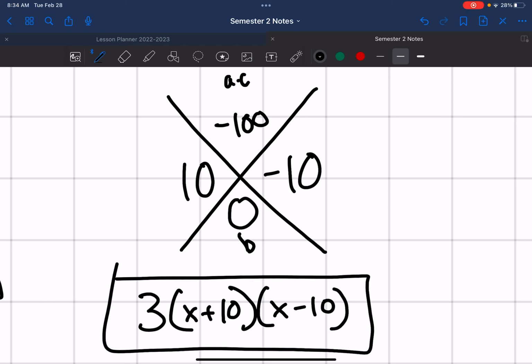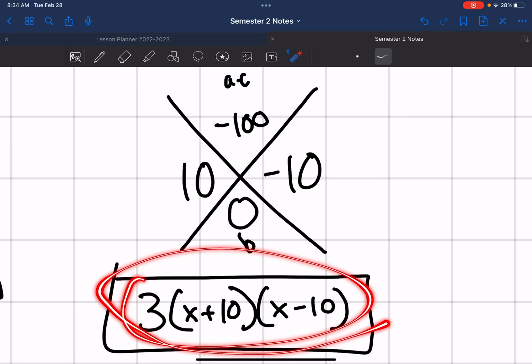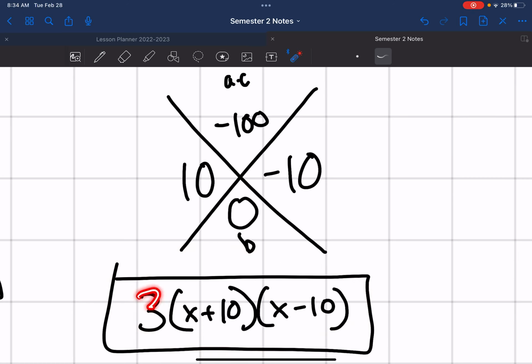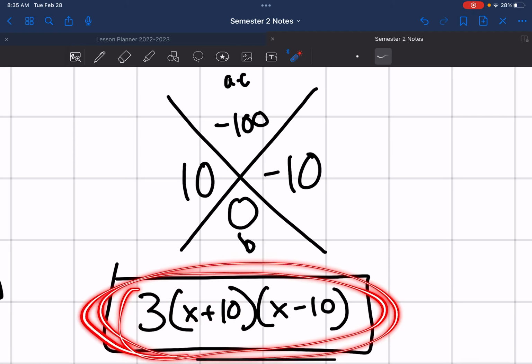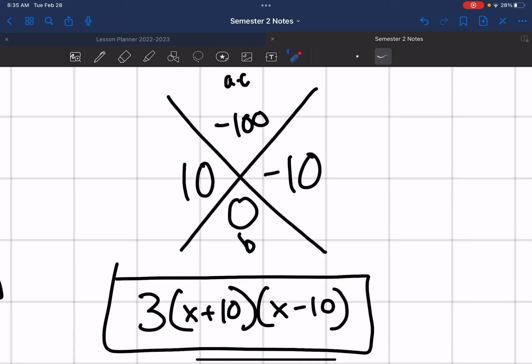Okay. So when you are working on the assignment in Teams, your answer should look like this. I want to see 3 parentheses x plus 10, and so on. This is the part that I want you to put in the box.